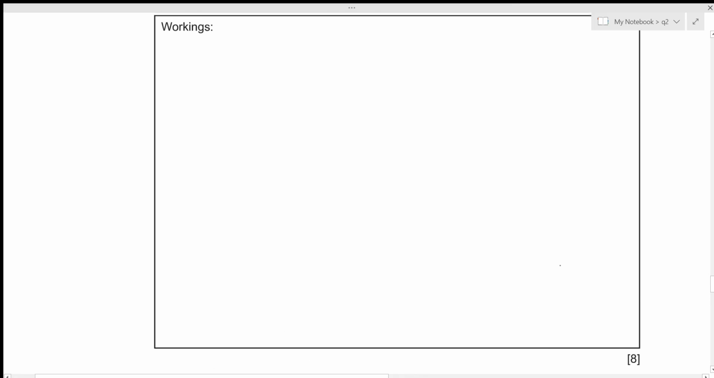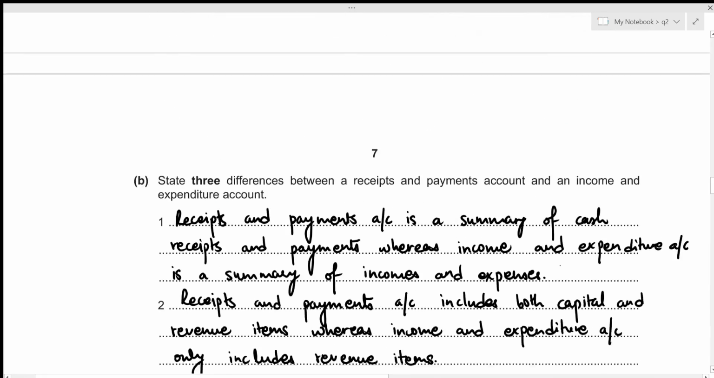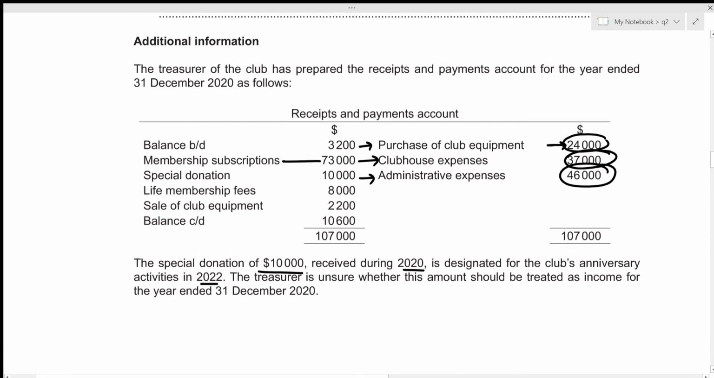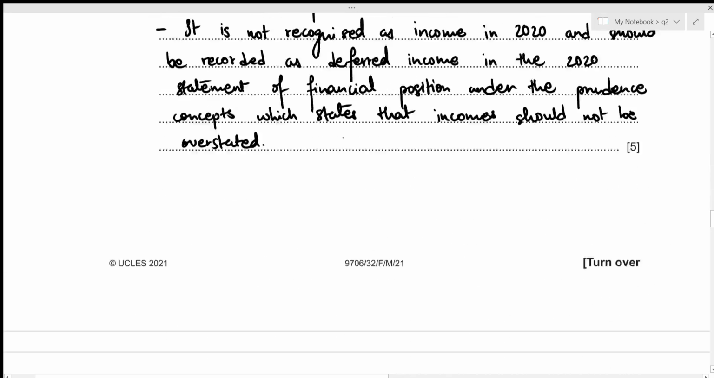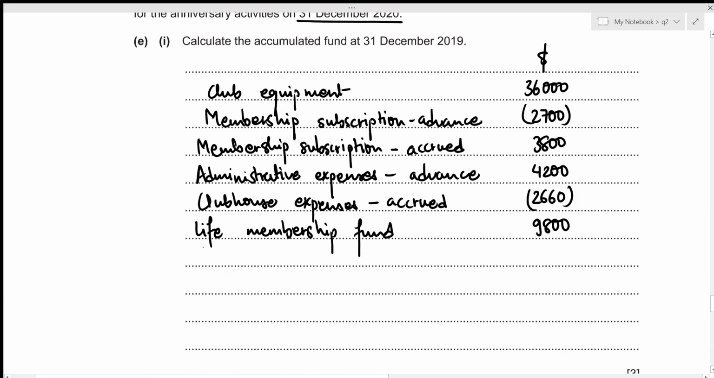Okay, and finally we also have our cash balance presented in our receipts and payments account, right? We can see that our opening balance is the closing balance for 2019, so we will record this 3,200 as an asset, which means that we will add this amount. Let's do that. So that's going to be the cash balance of 3,200.